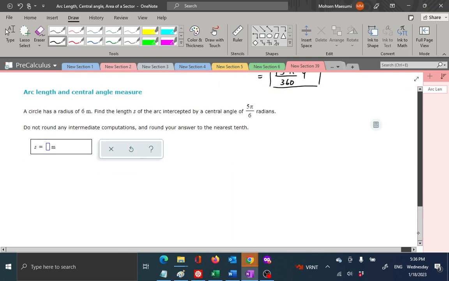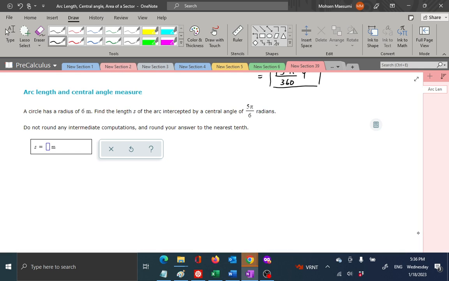I have another example here, finding the arc length. It says a circle has a radius of 6 meters. So we have a circle, the radius of it is 6 meters. The central angle is 5 pi over 6. 5 pi over 6 is a big angle, like this, we talked about these special angles, 5 pi over 6. What we want is the arc length. Arc length is this S.